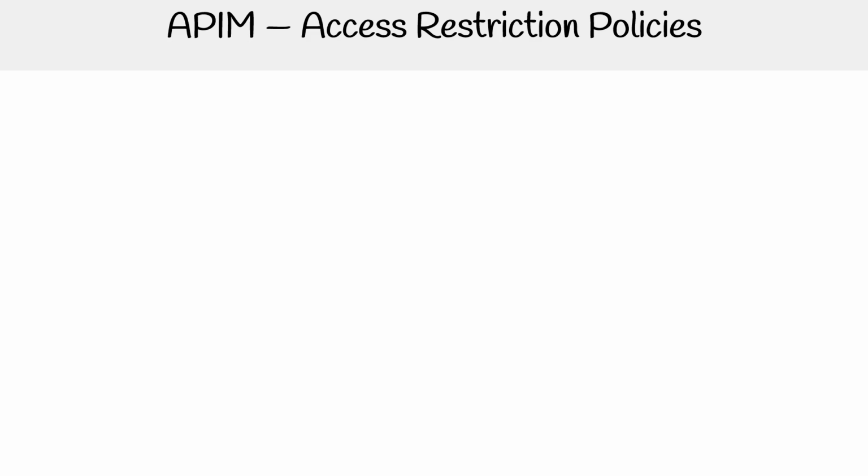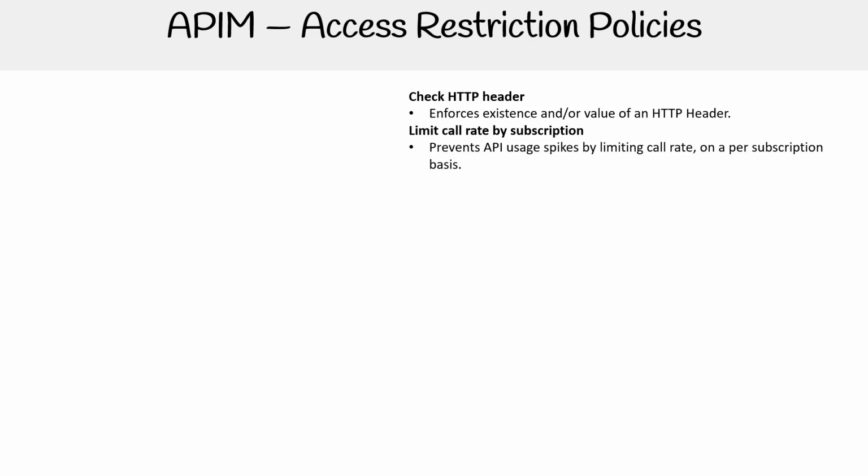We're starting with access restriction policies. The first is check HTTP header, so enforce existence or value of an HTTP header. Then we have limit call rate by subscription, so prevent API usage spikes by limiting call rate on a per subscription basis. That's pretty cool. When you look at other providers like AWS, where they have API Gateway, there is a fixed limit on there. I don't remember there being any kind of policy to do that, so I like how you have the flexibility there to choose. Hopefully it's on there by default in that base.